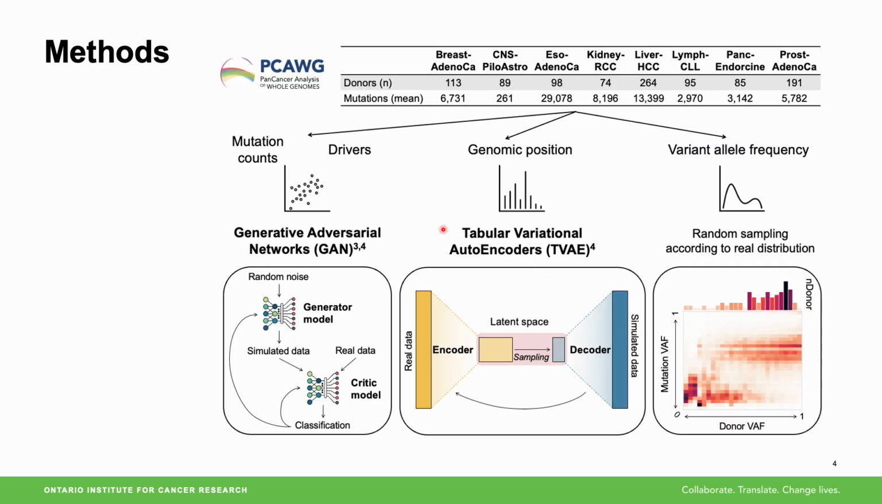Because of that, in this project, we propose to use generative models, such as generative adversarial networks and tabular variational autoencoders, to simulate high-quality synthetic cancer genomes that can be used to design new and better programs to perform more accurate genomic analysis. Here, we can see an overview of the methodology that we are using to develop this pipeline.